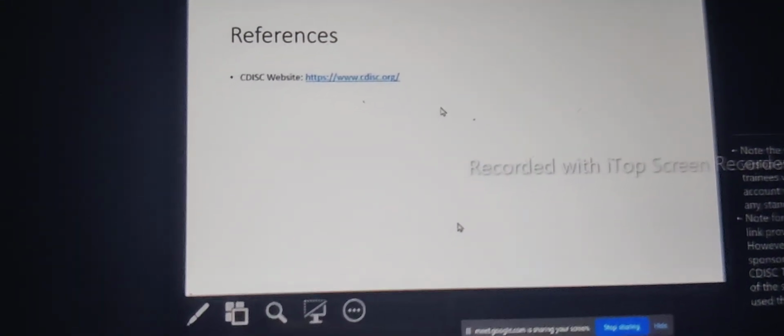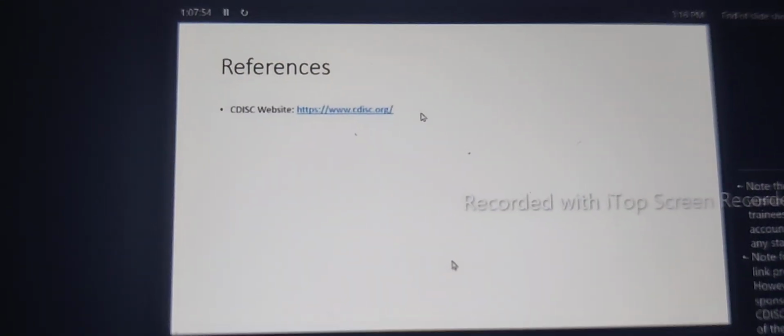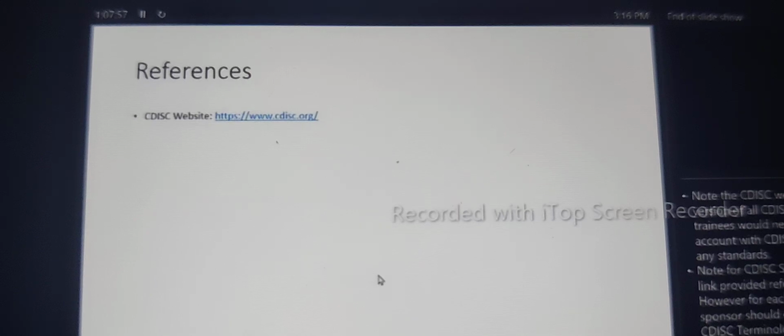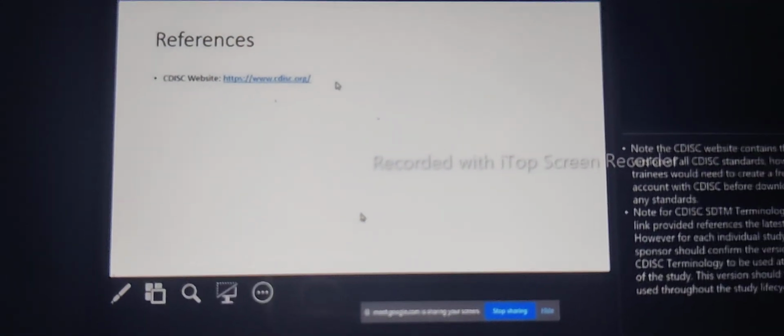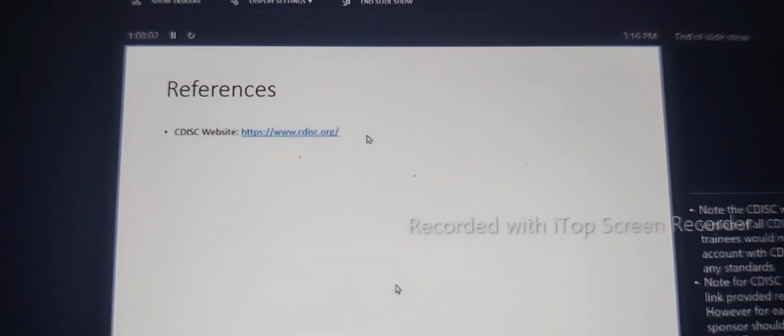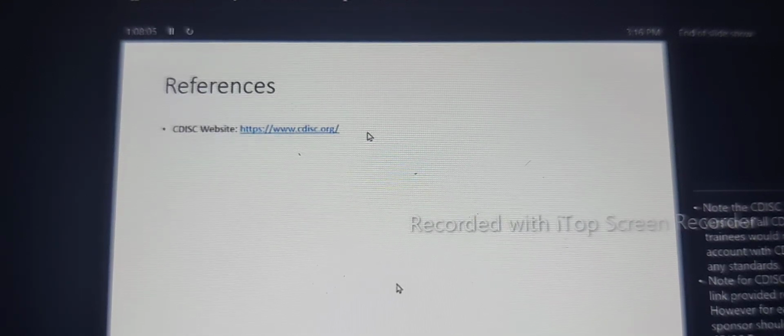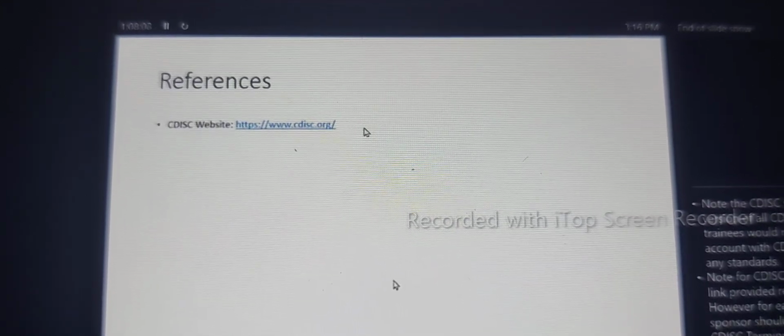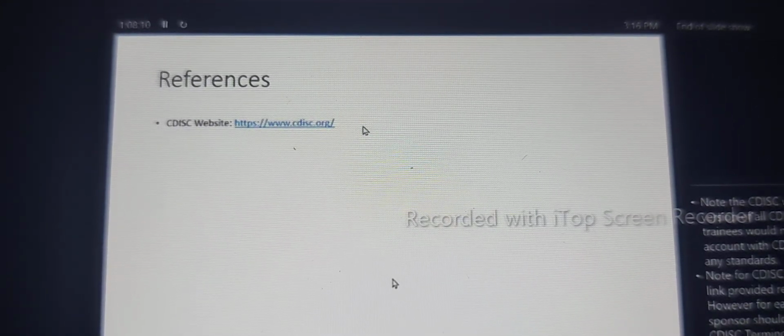So this is the CDISC website. From here, you can download each and every SDTM and SDTM IG version and the controlled terminology, everything. It's open source. Anyone can create an account on the CDISC site, review the materials, and attend some sessions as well. Sessions are going on, so you can register and attend from here. That's it for today's session.